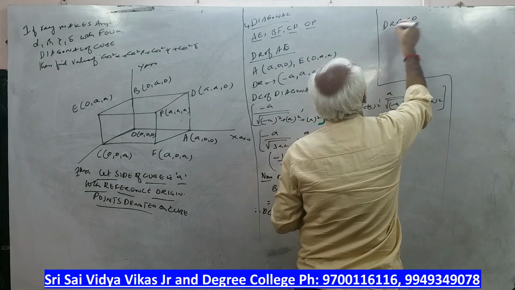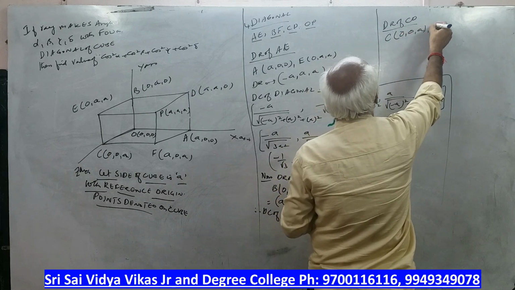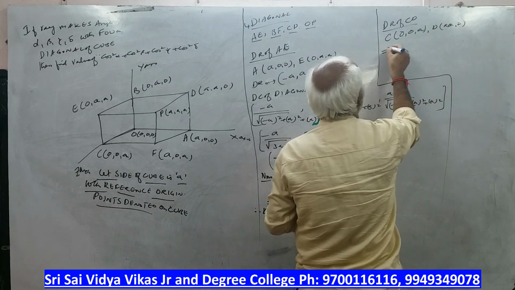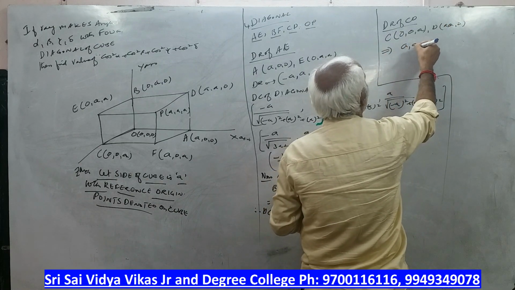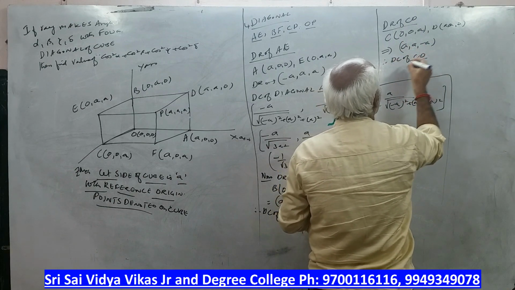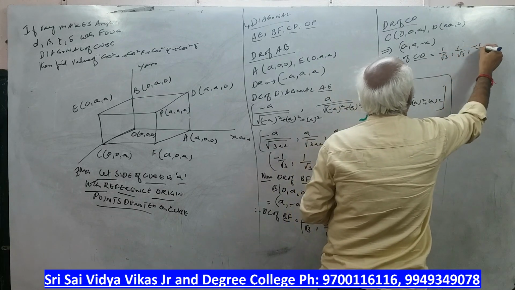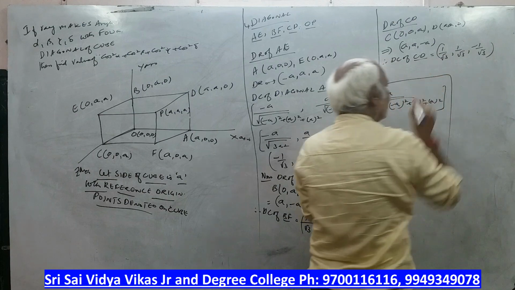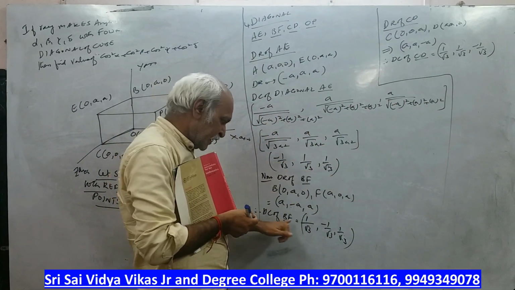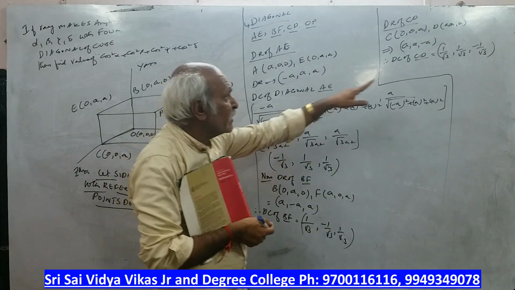DRs of CD. What is the C point? 0 comma 0 comma a. What is the D point? a comma 0 comma 0, which will give you a comma 0 minus a, that is a comma a minus a. Therefore, DCs of CD is 1 by root 3, 1 by root 3, minus 1 by root 3. Observe here, minus 1 by root 3 is getting shifted, and here it is coming in the last.